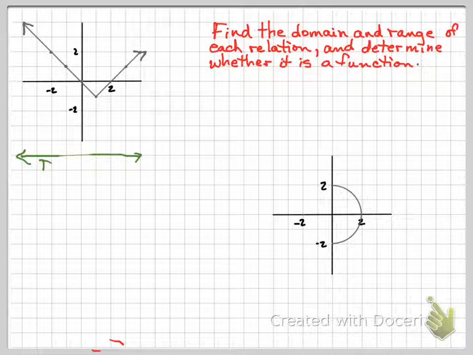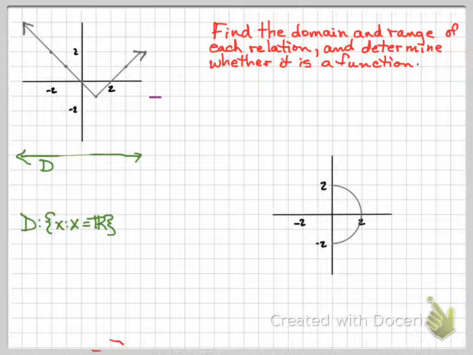Over here on the left, that's an absolute value graph. For the domain, going left and right, we can see by the arrows that it continues to go both left and right forever. So that gives us a domain of all real numbers. Now my range starts right here and goes up forever.